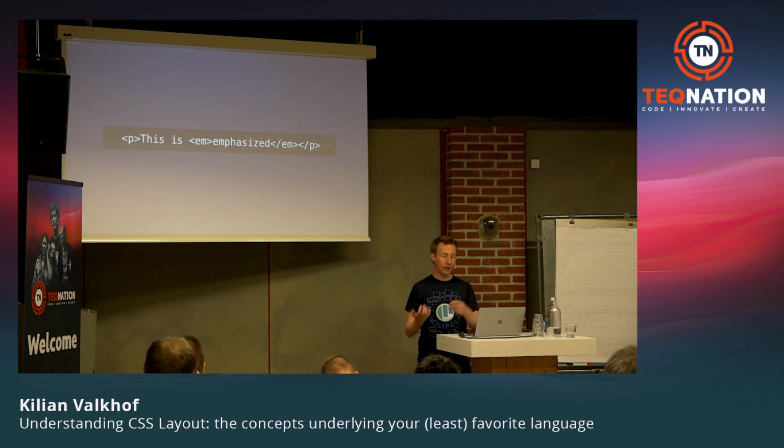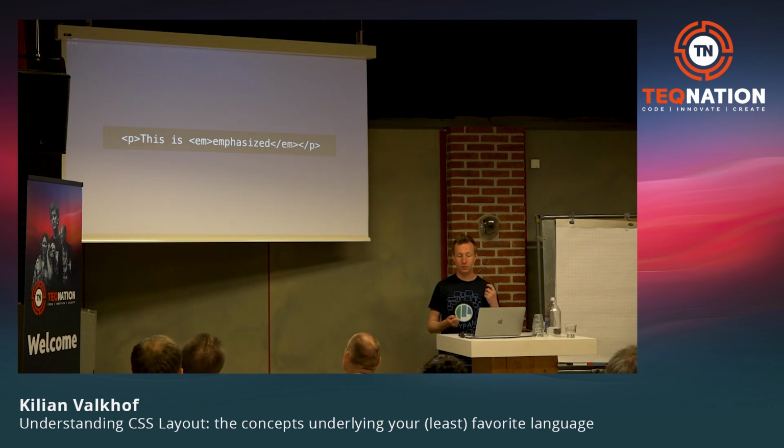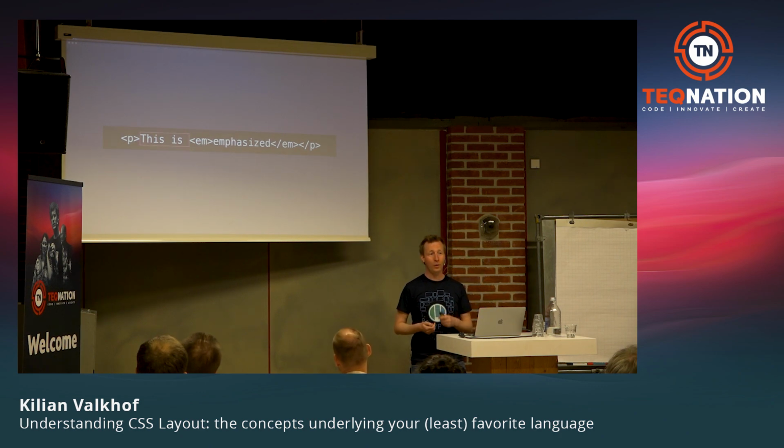So block and inline will tell you how given elements lay out in comparison to other elements. But not everything is an element. For example, in this bit of code, p is an element and em is an element. But what about this text? How does that work? Well, with more boxes.